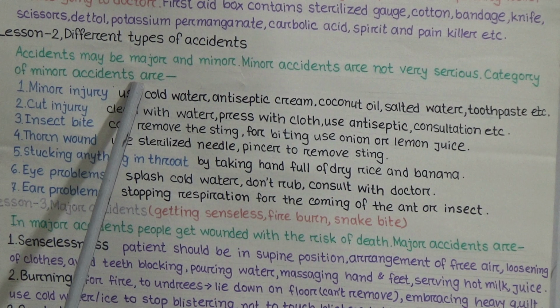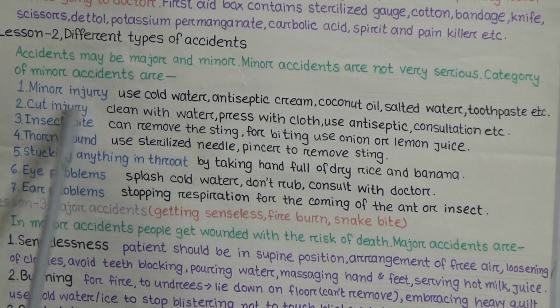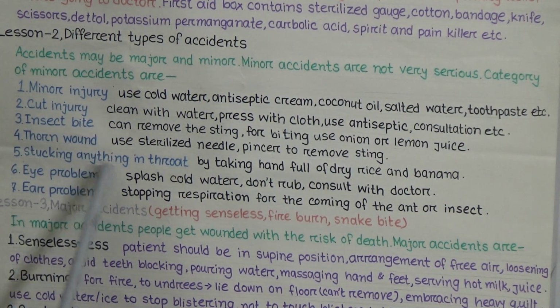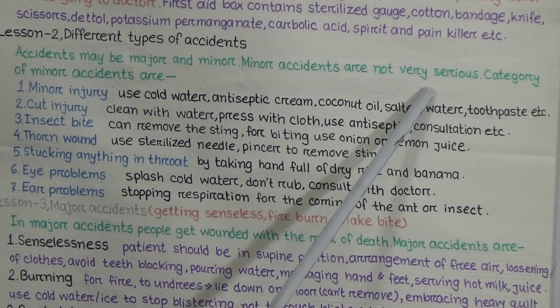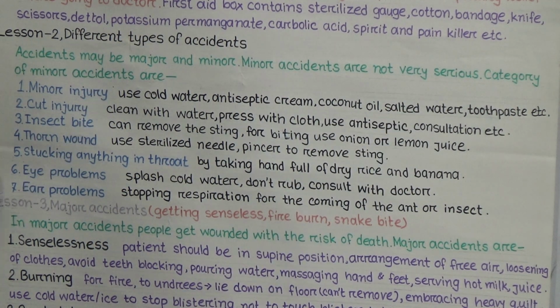Categories of minor accidents are minor injury, cut injury, insect bite, thorn, wound, choking, anything in the throat, eye problems, ear problems. So minor accidents are not very serious. They are not like major accidents. So we have learned about these minor accidents, and we will learn elaborately about this.